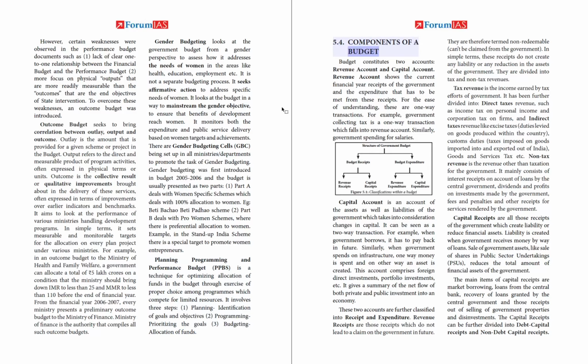5.4. Components of a budget. Budget constitutes 2 accounts, revenue account and capital account. Revenue account shows the current financial year receipts of the government and the expenditure that has to be met from these receipts. For the ease of understanding, these are one-way transactions. For example, government collecting tax is a one-way transaction which falls into revenue account. Similarly, government spending for salaries.